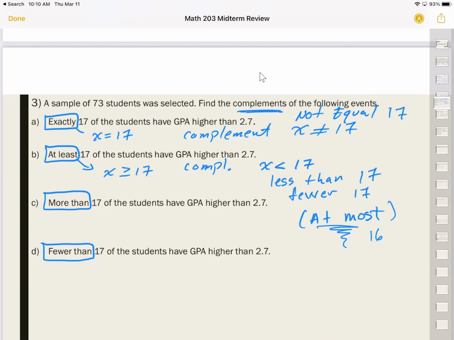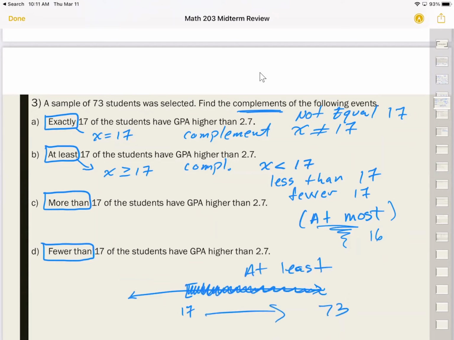And again, this is what I mentioned to you guys last time: imagine that you have this number line. At least 17, this is 17, meaning this is the group of people that you have. This is the at least 17, meaning 17 all the way to 73.